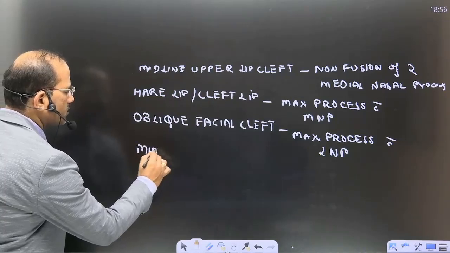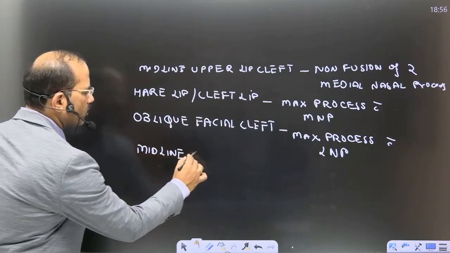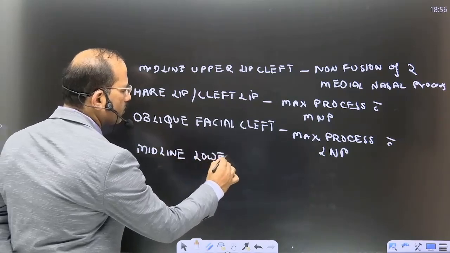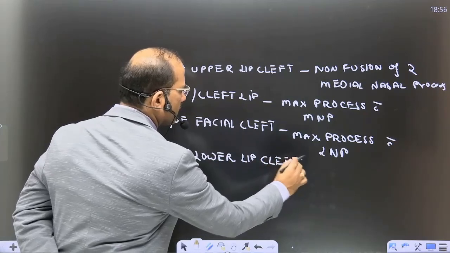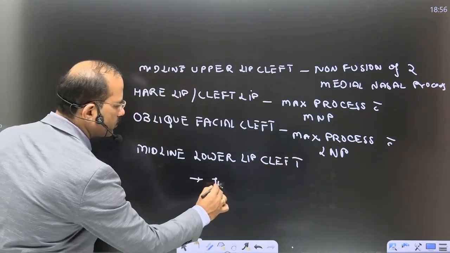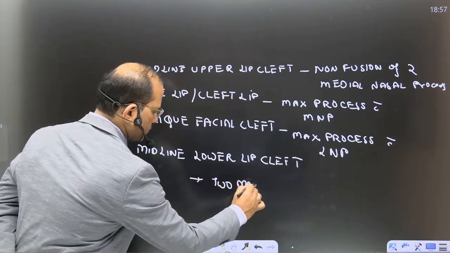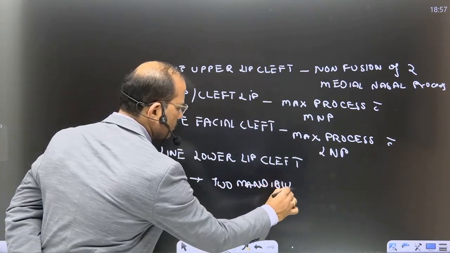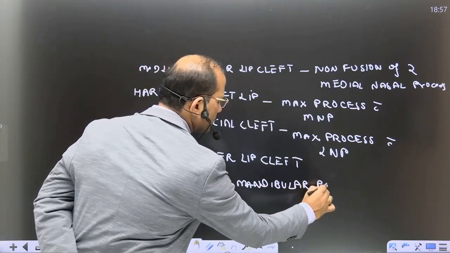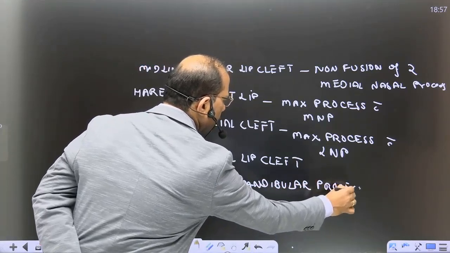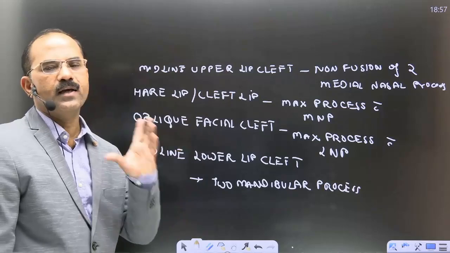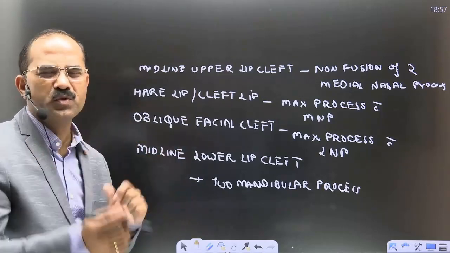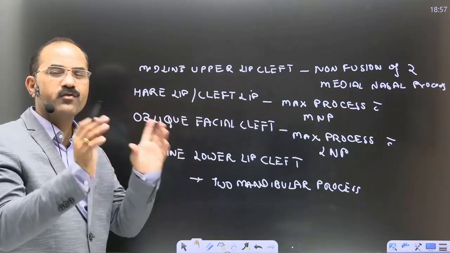And the last one is midline lower lip cleft. Non-fusion of two mandibular processes leads to a midline lower lip cleft. Clear, students? This is what you're supposed to know in the development of the face.